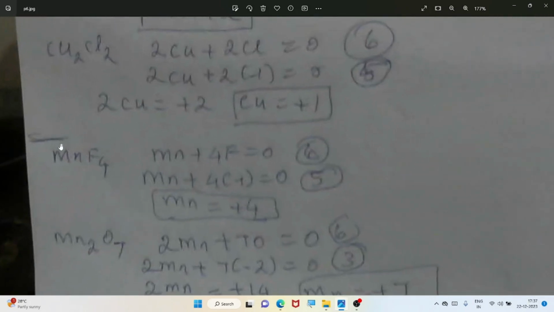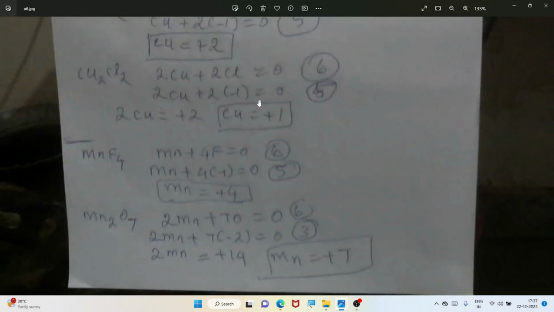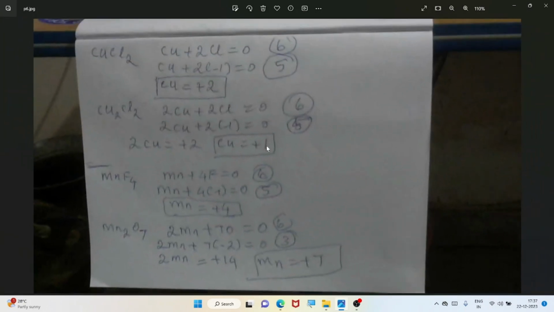Similarly, for manganese in MnF4, we use the rule for fluorine, negative 1. Fluorine is always negative 1, so based on that Mn is plus 4. Here in Mn2O7, we use the rule for oxygen, and then Mn is plus 7. Like that, you can use the various rules to find the oxidation numbers of the elements.